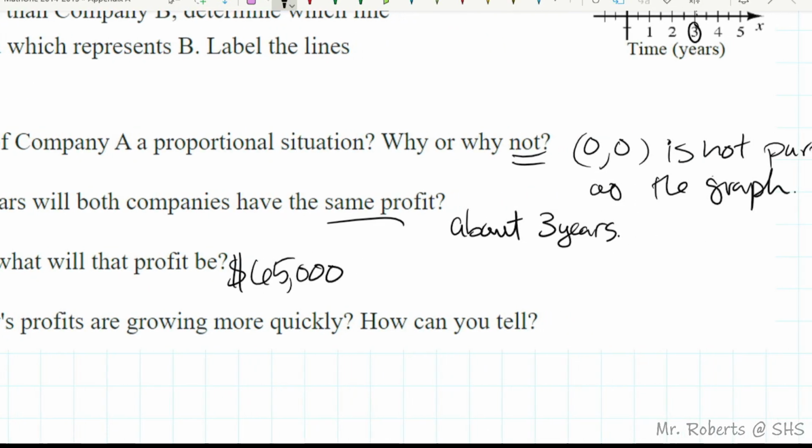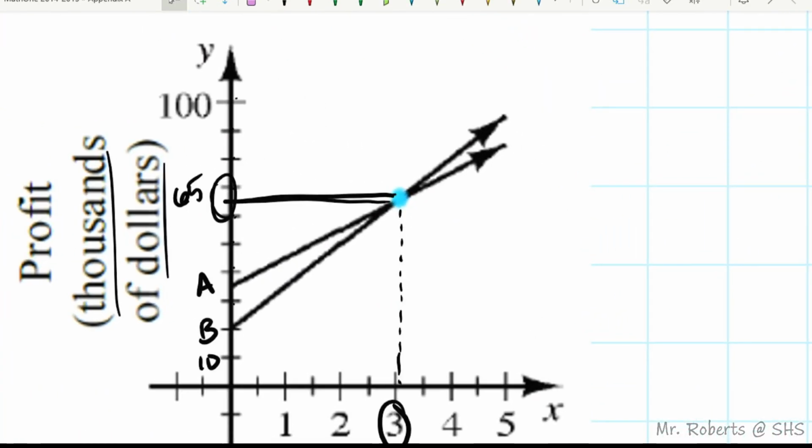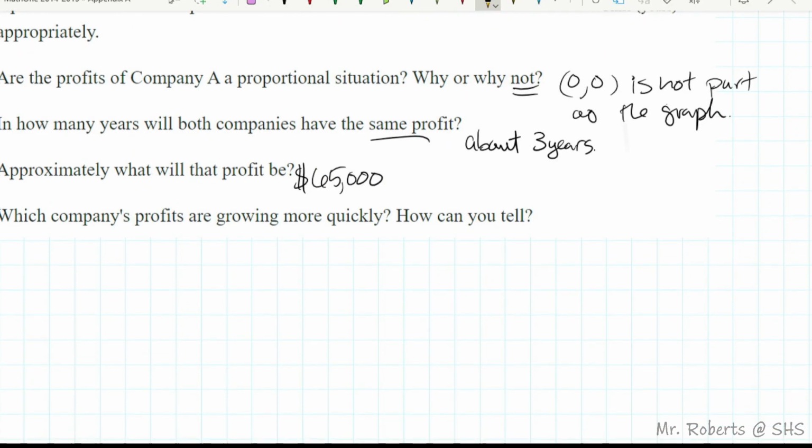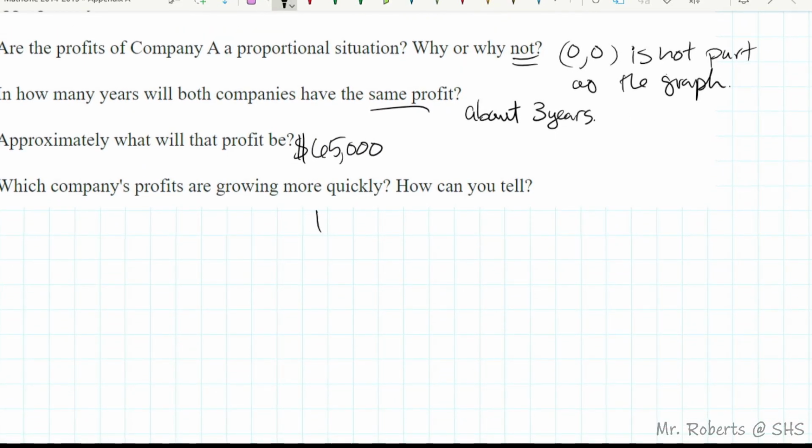And it says, which company's profits are growing more quickly? How can you tell? Which one's growing more quickly? I would say that the company that's growing more quickly is B, because B starts out lower, but over time it gets higher than A. And also there's this idea of the slope of a line: the steeper it is, the more quickly a company's growing. So right here, I'm just going to say B is growing more quickly.